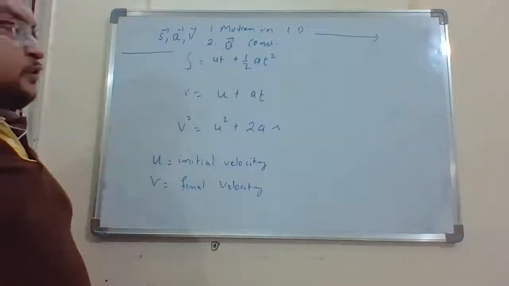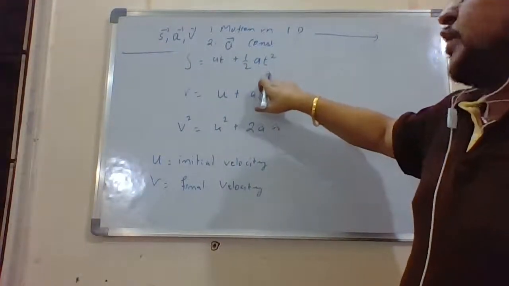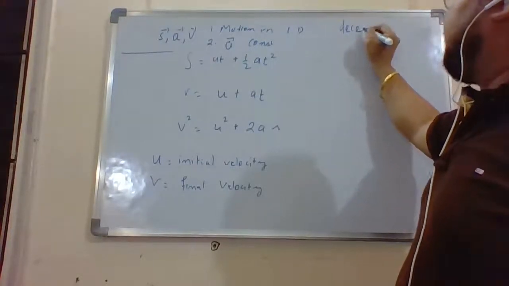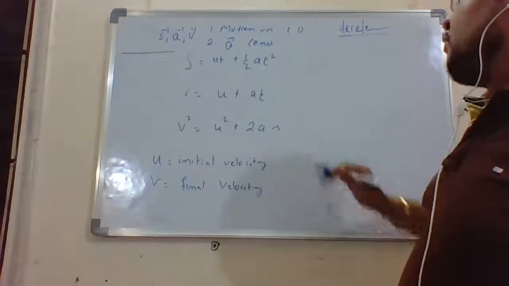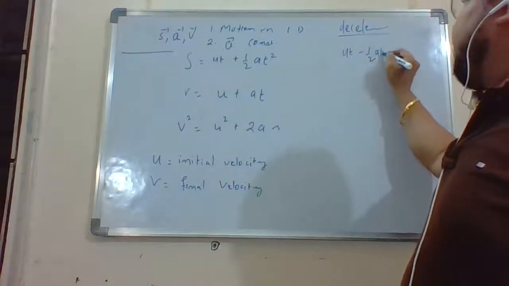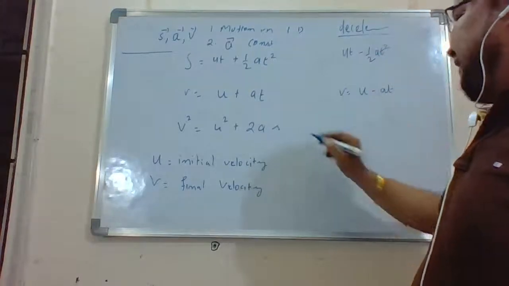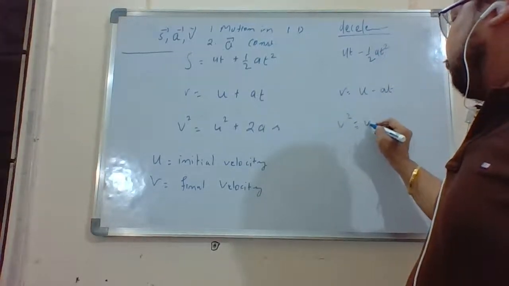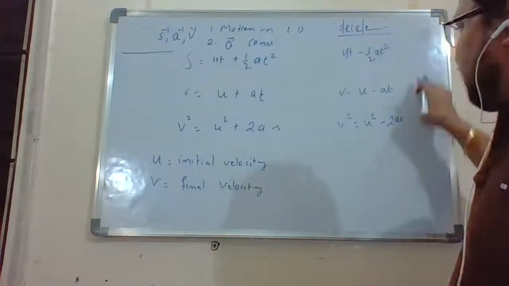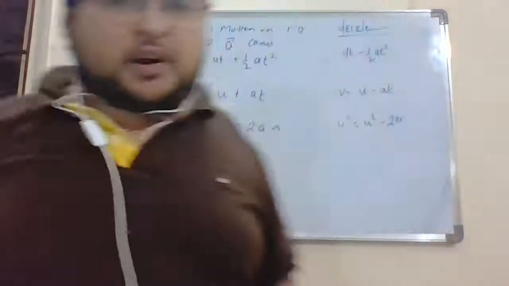Okay, in high school we also remembered a concept that this is for acceleration, but whenever there's a deceleration, this formula we were changing as ut minus half at squared, v equals u minus at, and v square equals u square minus 2as. So we had remembered these formulae and solved problems at our high school level.